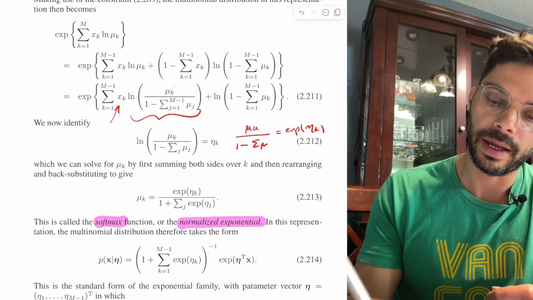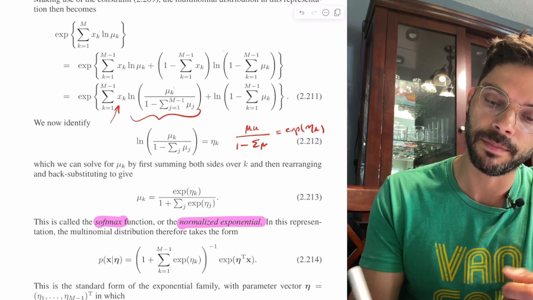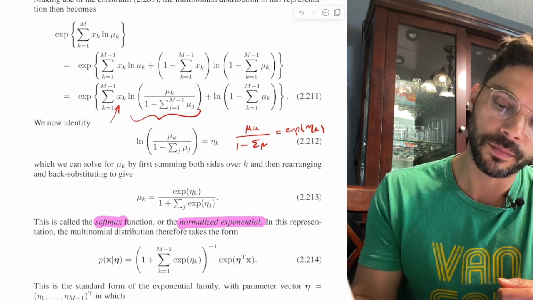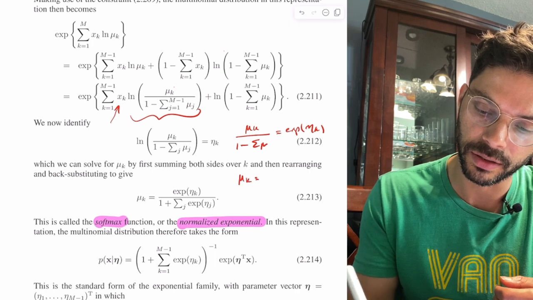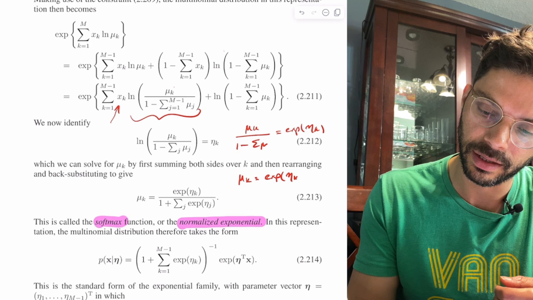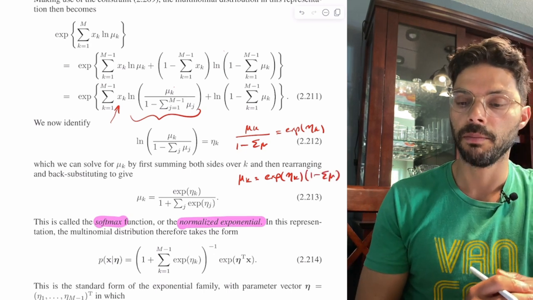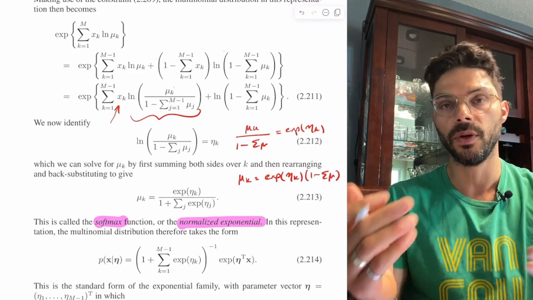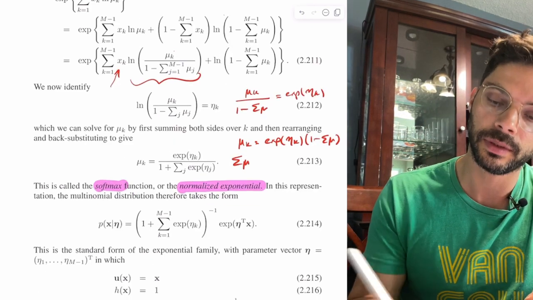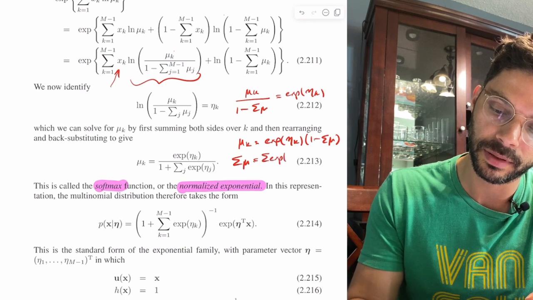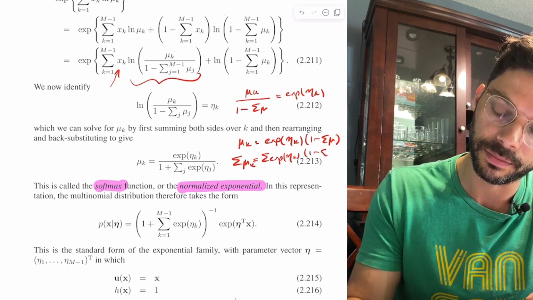Now we're going to sum both sides. The first step, we will get mu of k is equal to exp eta k times 1 minus the sum on mu, right? But what do we do with that sum on mu? Then we sum on both sides over k. So now we get the sum on mu is equal to the sum on exp eta k, times 1 minus the sum on mu of k.